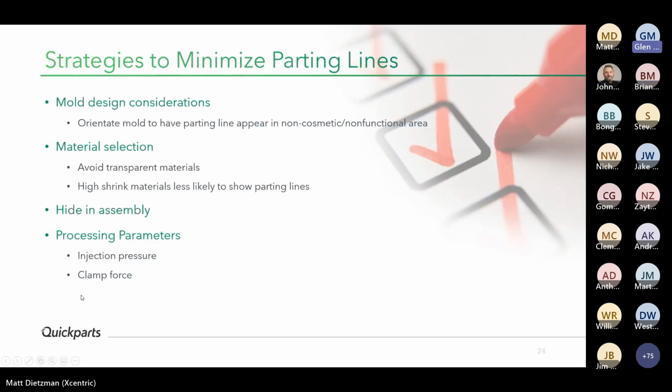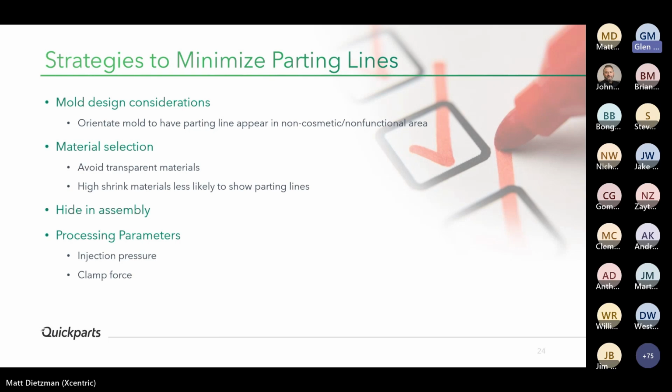Next, we'll take a look at some strategies to try to minimize parting lines. And like we said, there is going to be a parting line seam. It's part of injection molding, but there are some things you can do to help minimize that depending on your geometry. Mold design considerations, of course: orient the mold to have a parting line that's on a non-cosmetic or non-functional area.